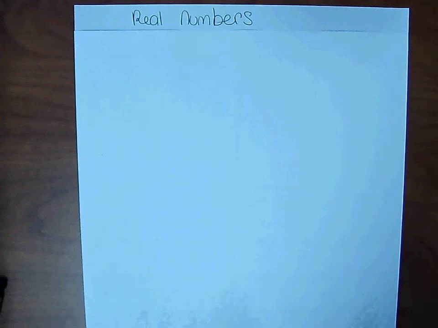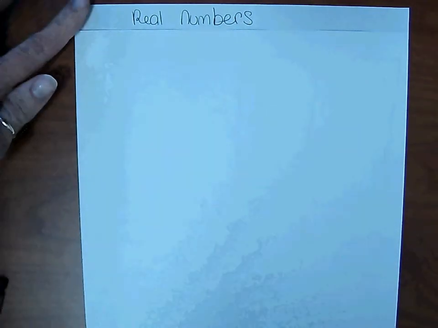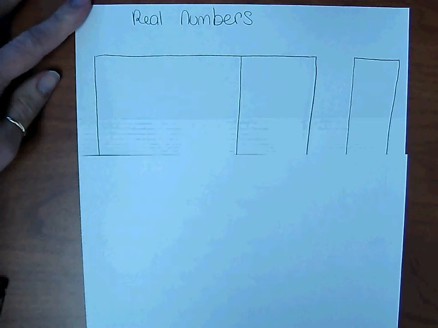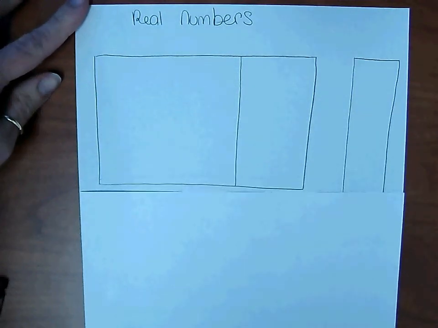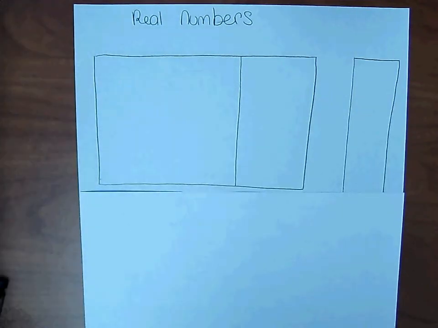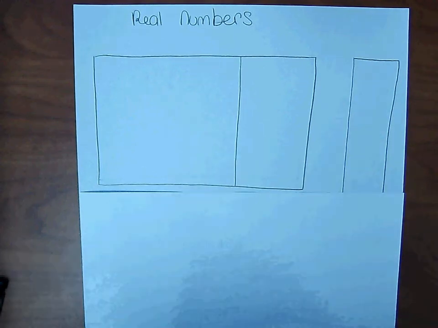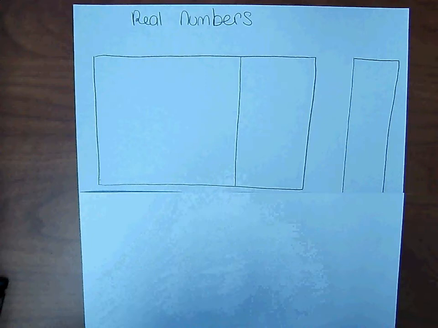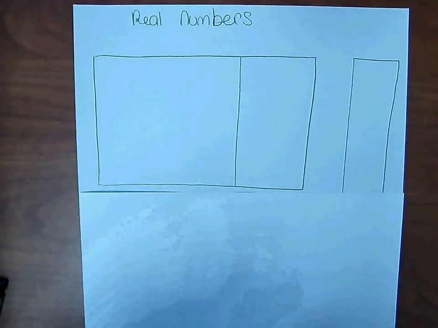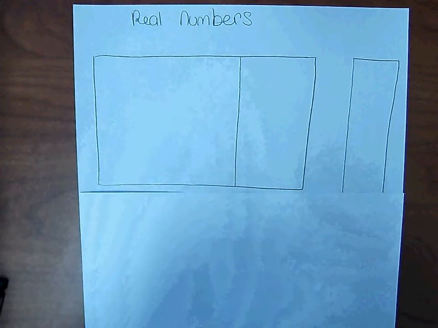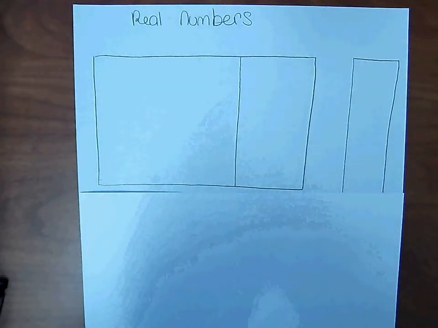Real numbers. We're going to go ahead and divide numbers into different sets. We're going to be using a Venn diagram. Now with Venn diagrams, the parts of circles that overlap is what they have in common. Here, our circles are going to be inside of each other.